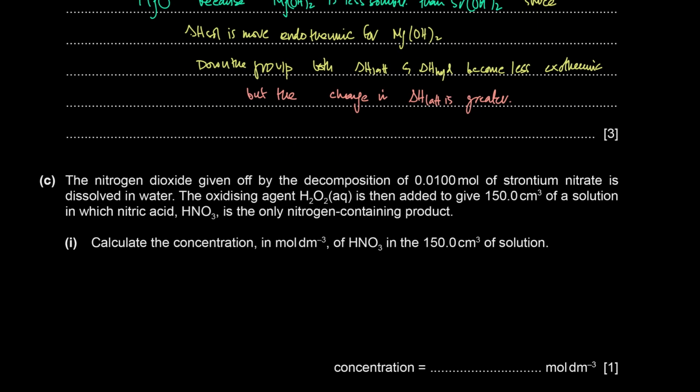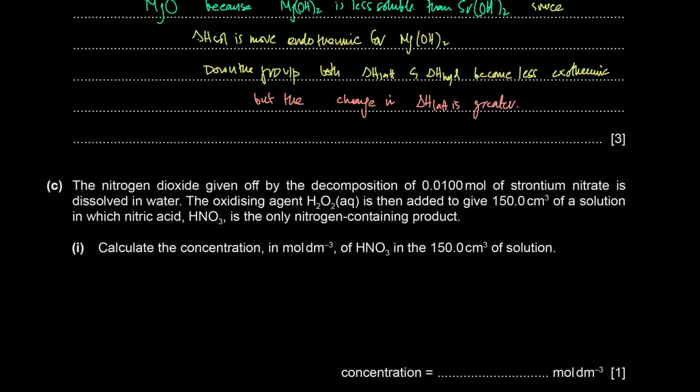The nitrogen dioxide given off by the decomposition of 0.01 moles of strontium nitrate is dissolved in water. The oxidizing agent H2O2 is then added to give 150 cm³ of solution with nitric acid as the only nitrogen-containing compound. Calculate the concentration in moles per dm³ of HNO3 in 150 cm³ of solution. Now the idea here is that H2O2 is oxidizing the nitrogen dioxide, where nitrogen has an oxidation number of +4, to HNO3 where nitrogen has an oxidation number of +5.